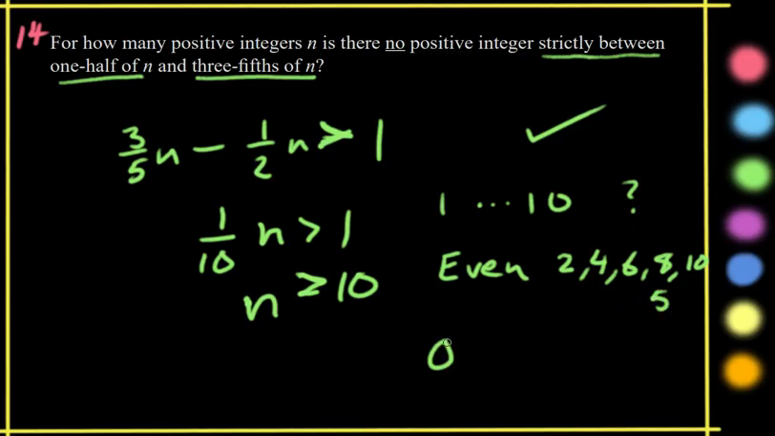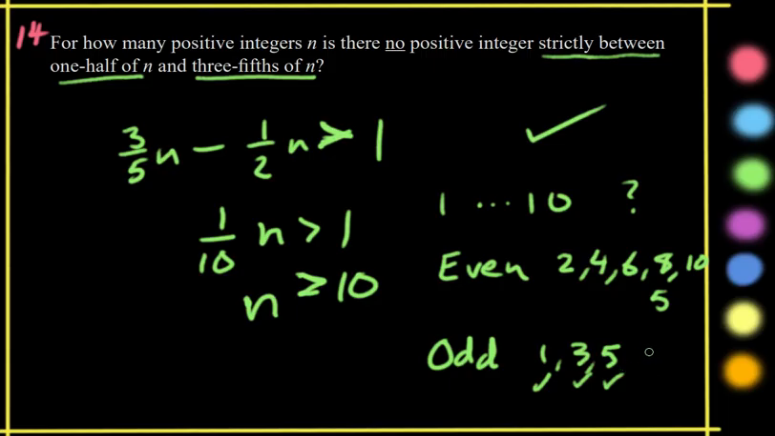And if you look at the small odd numbers, you've got 1. That one obviously has no positive integer strictly between 1/2 n and 3/5 n, because it's 1/2 and 3/5. And then you go to 3, it's got 3/2 and 9/5. And you can tell pretty easily that those two numbers are 1.5 and 1.8, and there's no integer between them. And then if you go to 5, you already know 3/5 of n is 3, and you know 3/5 of n minus 1/2 of n is less than 1, so that means there's no positive integer strictly between them.